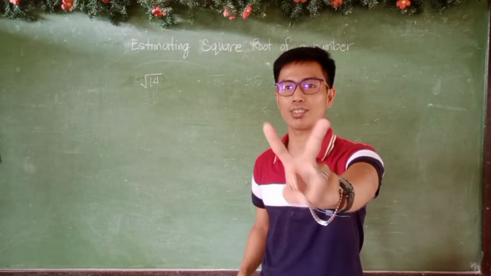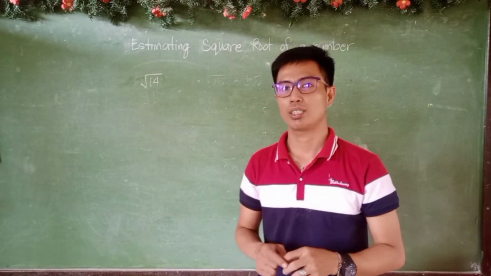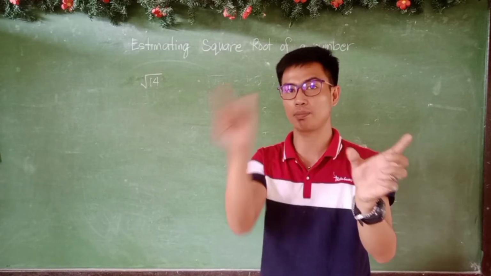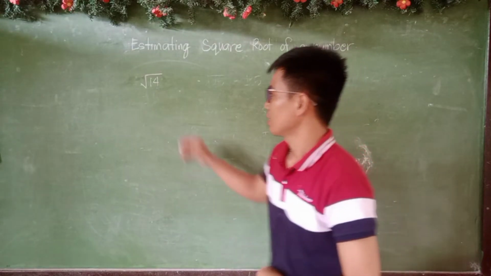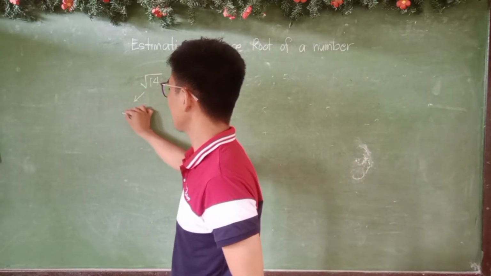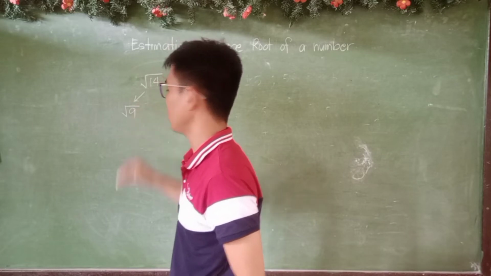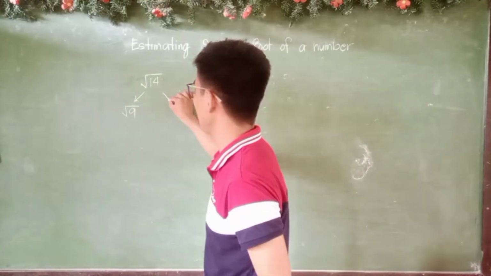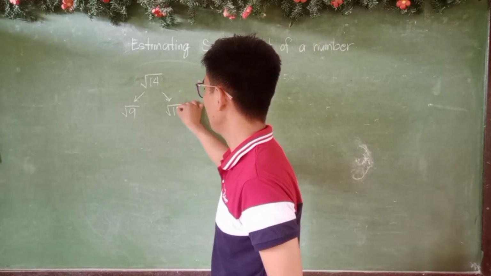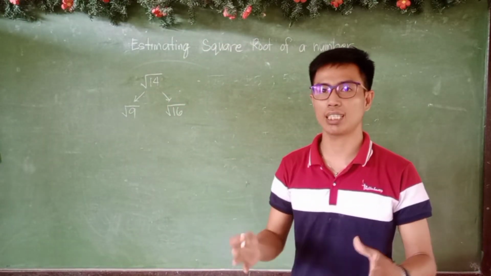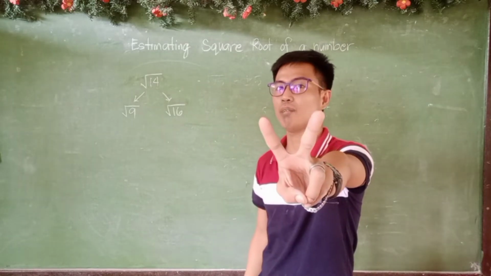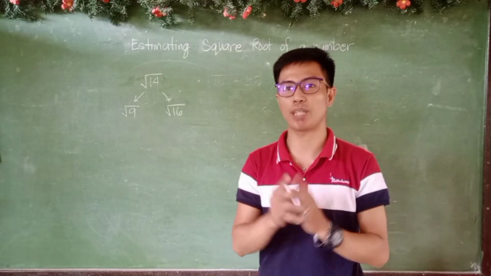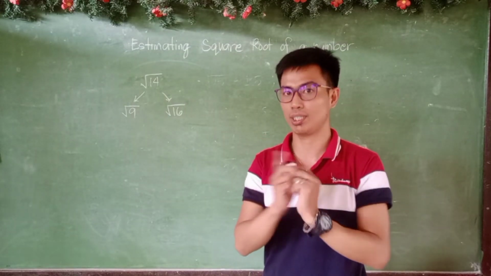Kanina, diniscuss ko kung ano yung mga perfect square numbers. Ngayon, we're going to determine two perfect square numbers na mas mababa at mas mataas sa 14. Yung mas mababa niya is the square root of 9, or yung perfect square number is 9. And yung isa na mas mataas is 16. So that is the two perfect square numbers, 9 and 16. Doon natin ma-identify kung nasaan ba yung square root of 14.